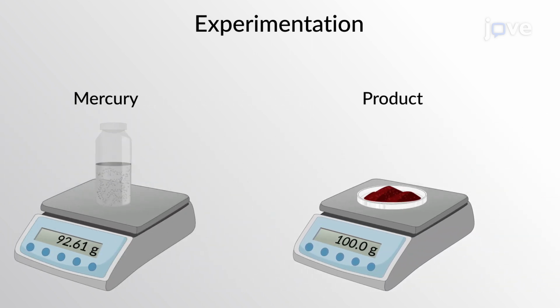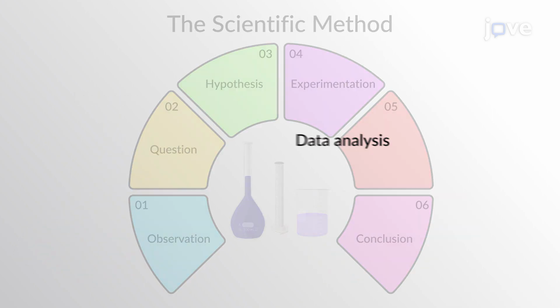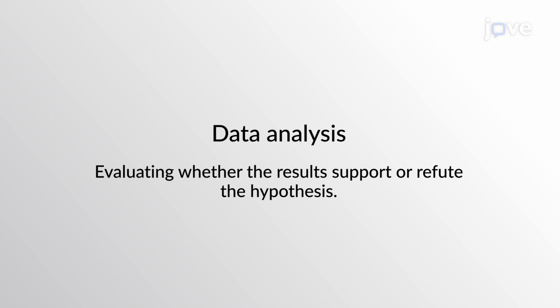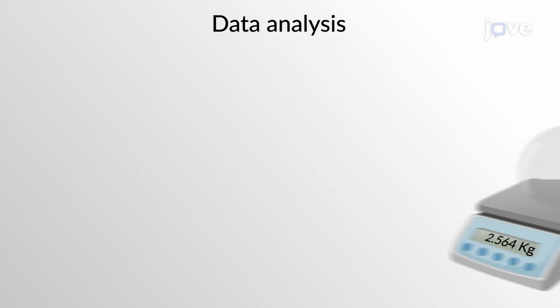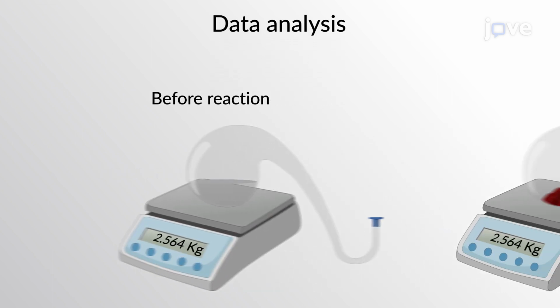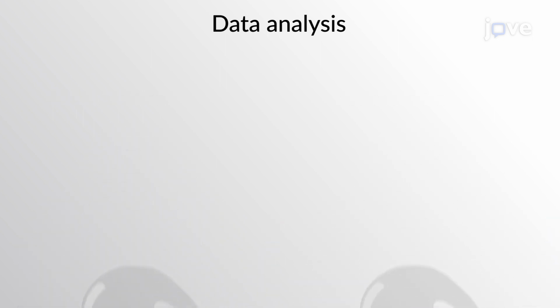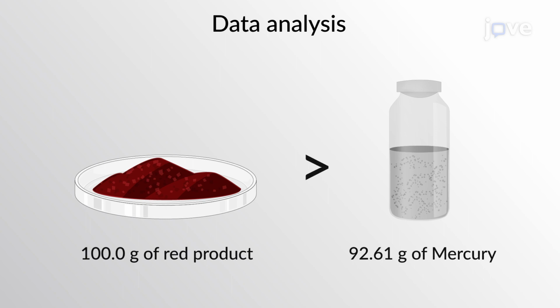The fifth step is data interpretation and analysis, evaluating whether the results support or refute the hypothesis and if further experimentation is needed. Lavoisier observed that the total mass of the jar and its contents before and after the reaction remained the same, although the mass of the red product was greater than that of the original mercury.